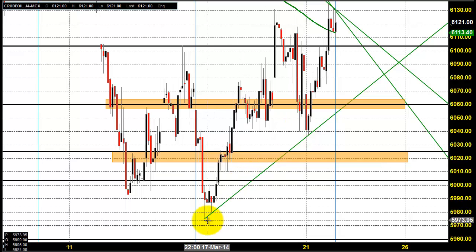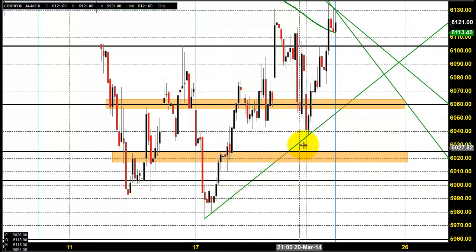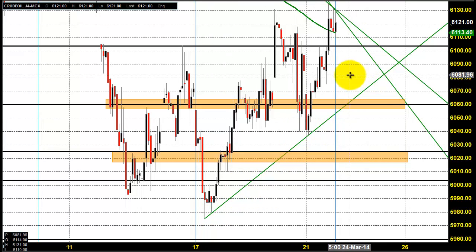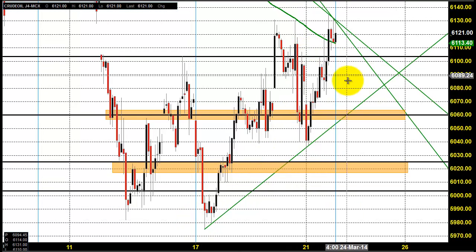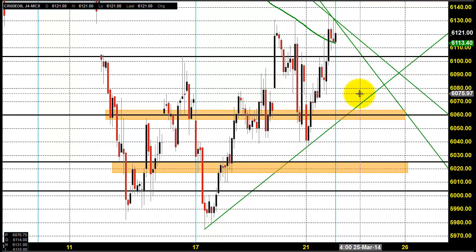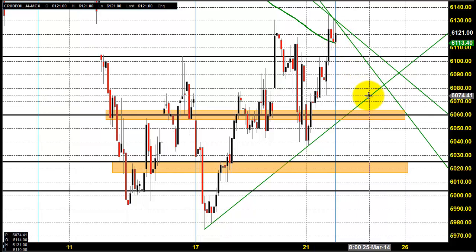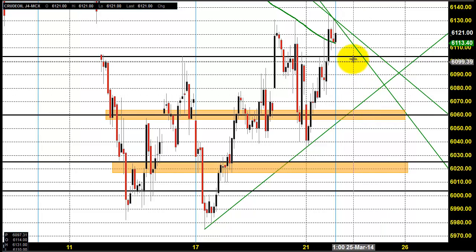So if the price is going to have any trend, for example, if the trend is likely a short-term uptrend, what happens? The price will not break this line, and it will take support around here, which means that the price should take support around 6060.